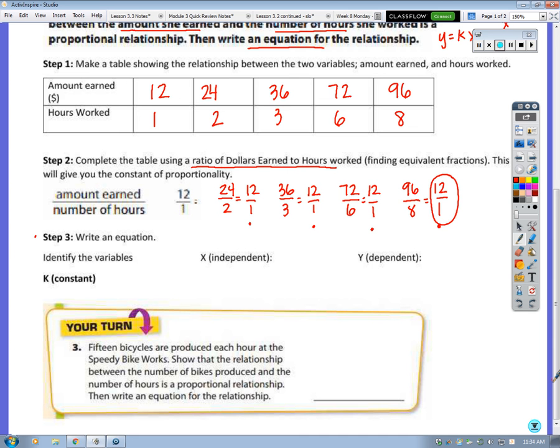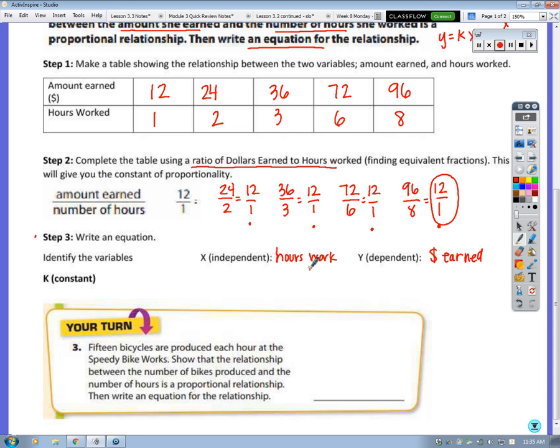So I'm going to identify the variables, which would be my x and y. My x, which is my independent variable, is going to be my hours worked, right? Because the amount of money that I make does not dictate the amount of hours I work. Instead, my dependent variable, which is my money earned, or dollars earned, depends on the hours I work. So this is my dependent variable, my y value, the dollars earned.